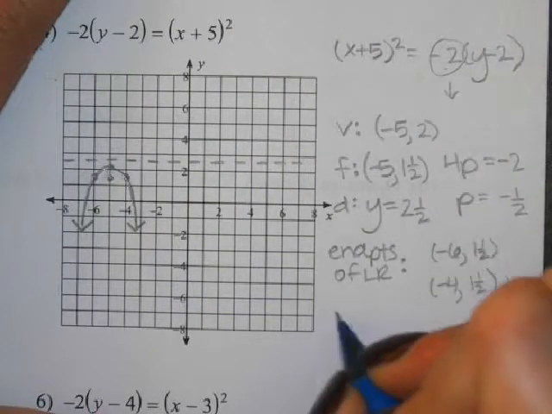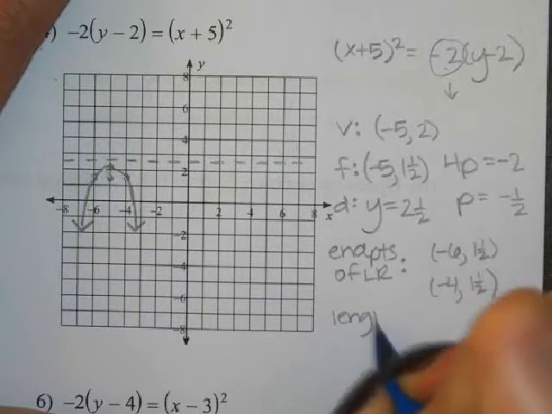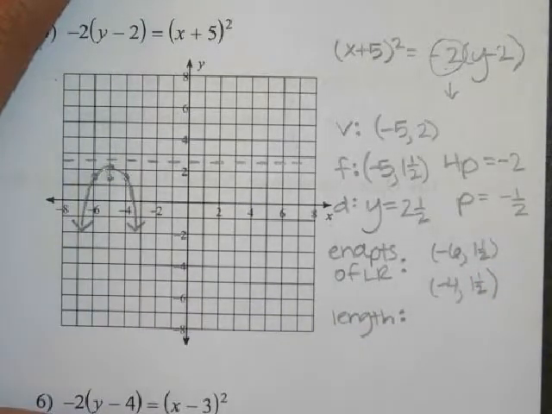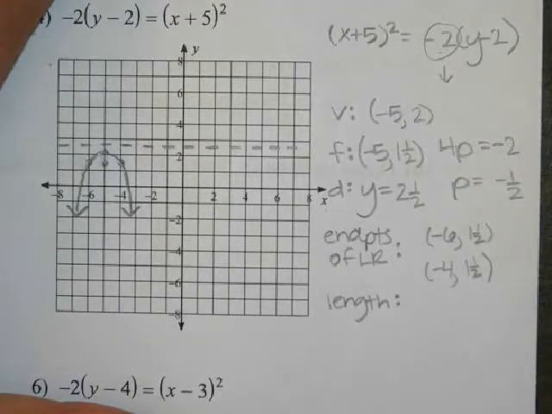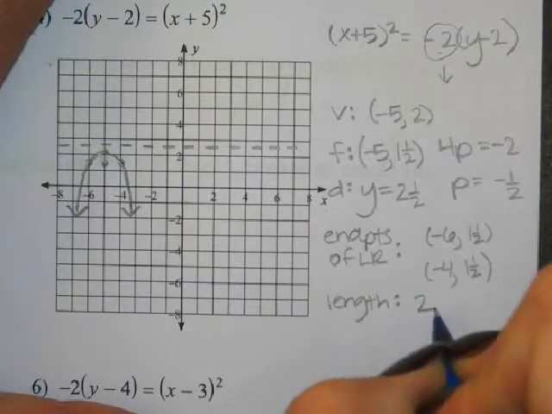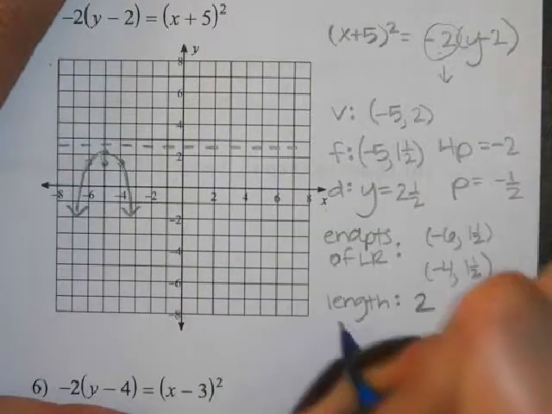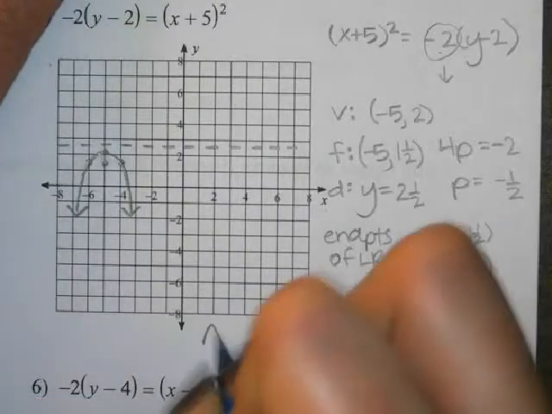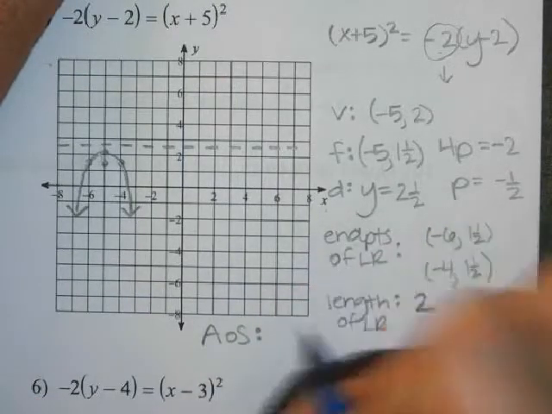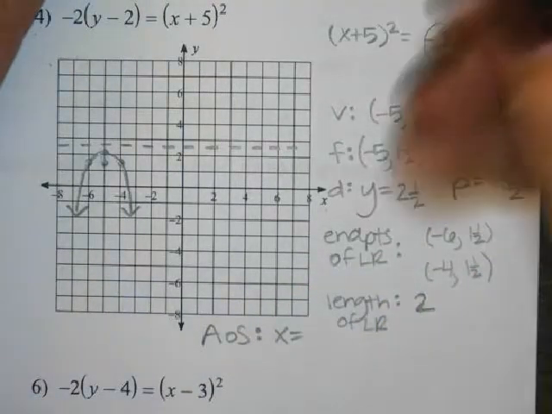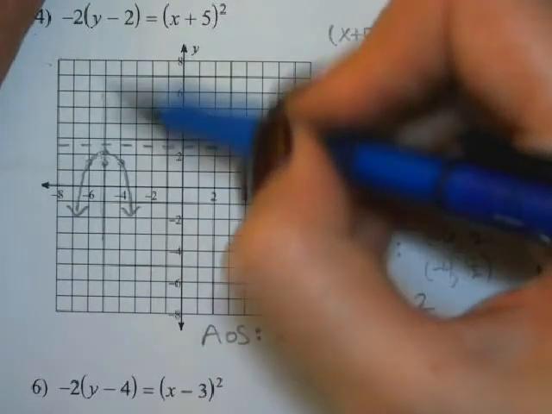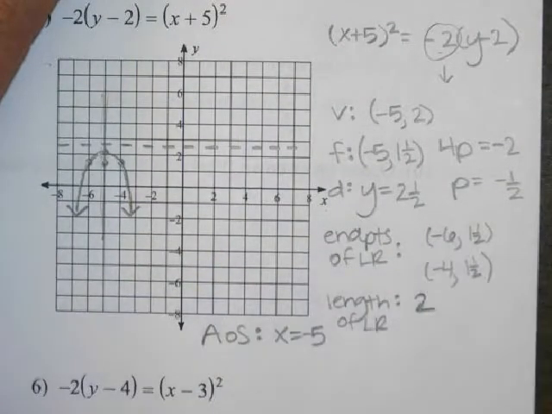What's the length of the latus rectum? Yeah, and when we talk about lengths, do we typically say negative? No, so what are we going to say instead of negative 2? Just 2. Yeah, 2 boxes, it's got a length of 2. What else do we have to find? Okay, axis of symmetry is a vertical line that's x equals -5. Yeah, it goes right there through the vertex. X equals -5.